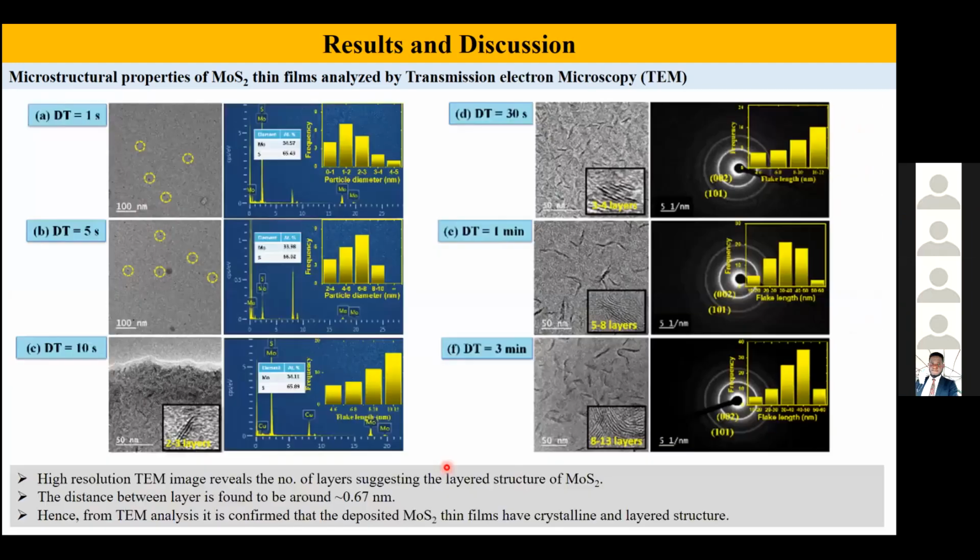So again, I do the HRTEM, which confirms the layers. Here are the MoS2 layers. By increasing the thickness, the number of layers increases. You can also see the diffraction pattern, the SAD patterns, which confirm that. So the film is basically highly textured.